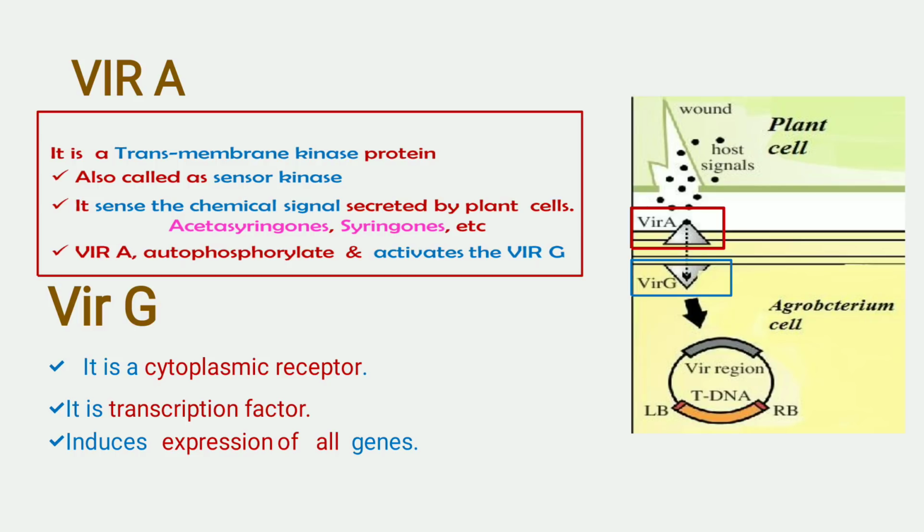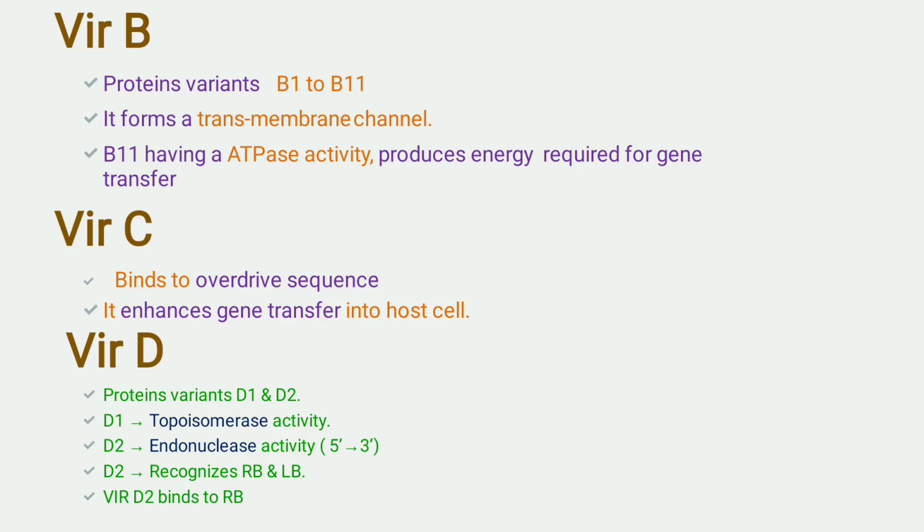So VirA senses the chemicals secreted by the plant cells, right? And it gets autophosphorylated and activates VirG, right? So activation of VirG induces the expression of all the Vir genes. Now, what is the role of VirB? The VirB produces the energy required for gene transfer.